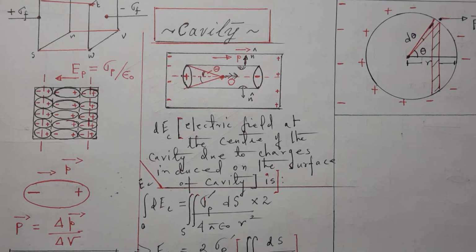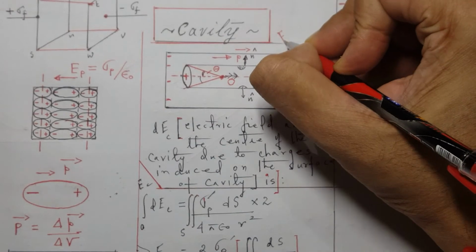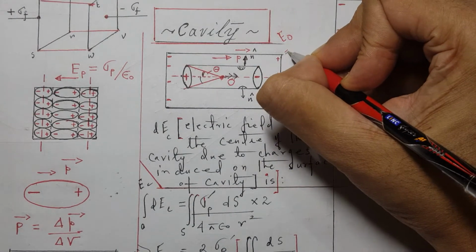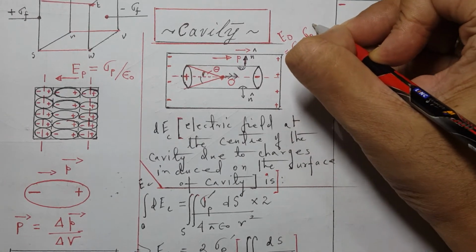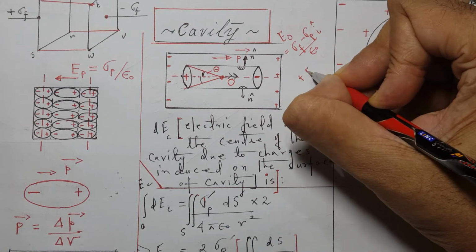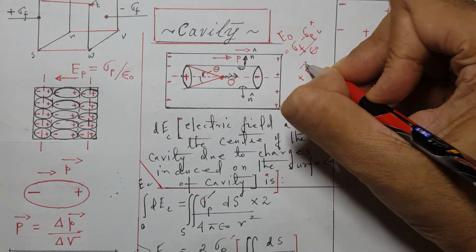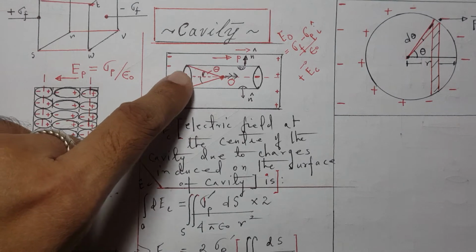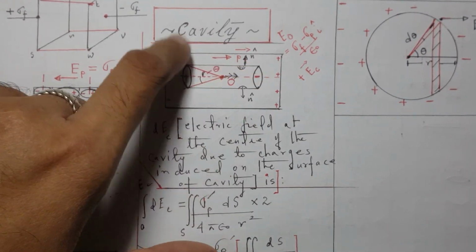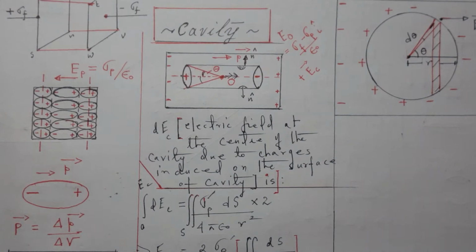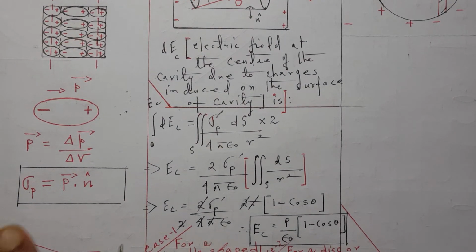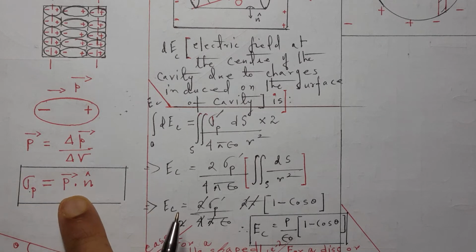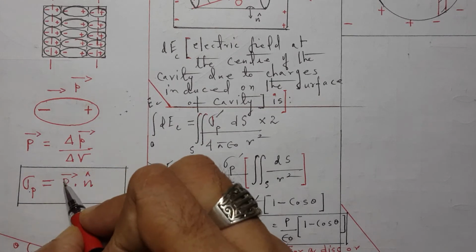So at the point O, my net electric field can be written as (sigma F minus sigma P) by epsilon naught I cap, plus the electric field at the center at the point O because of the induced polarized charges on the surface of this cavity. Suppose the charge which is induced on the surface of the cavity is sigma P dash. Very clearly, the magnitude of sigma P is equal to the magnitude of polarization density, or capital P.